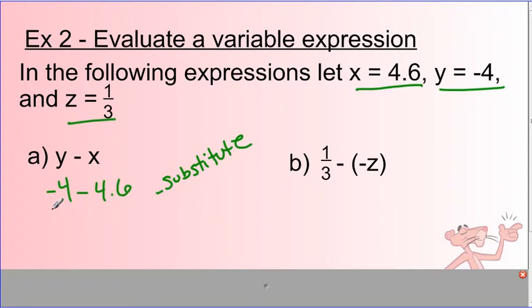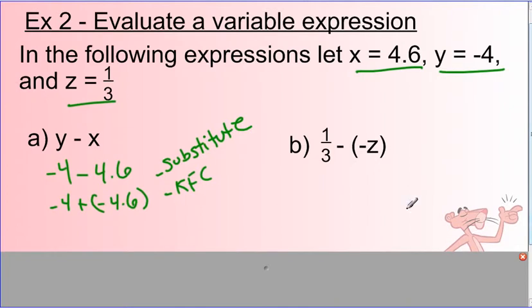Second step, now we need to do our KFC because we have a subtraction. So negative 4 plus a negative 4.6. Now, the signs are the same, so we add those numbers together. And so we have a 4.0 and a 4.6. We're adding up. We're going to get 8.6. Keep the sign of the bigger number, which is negative 8.6.